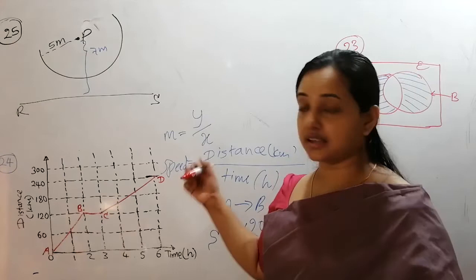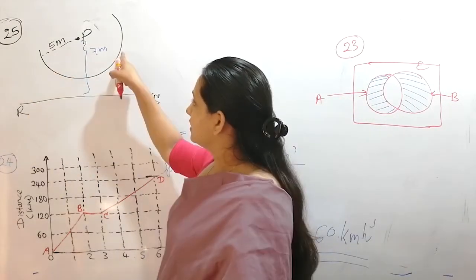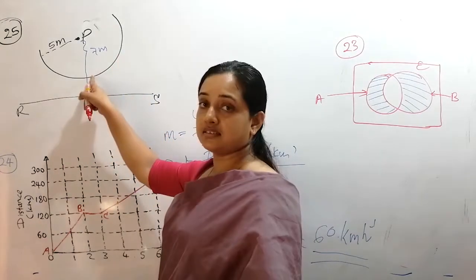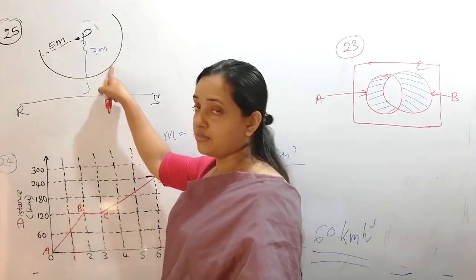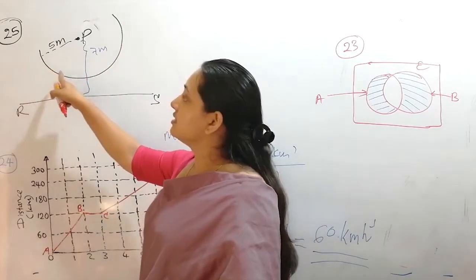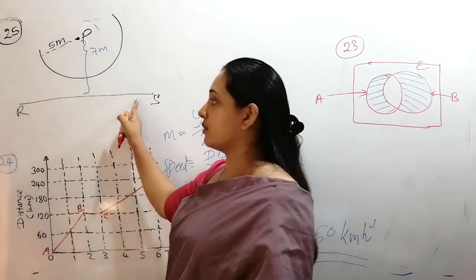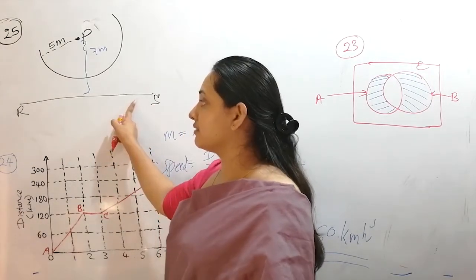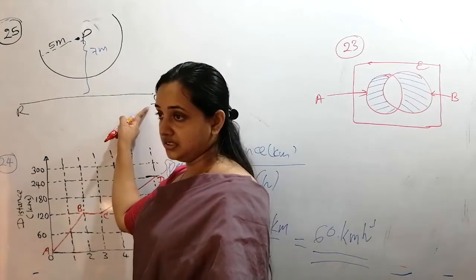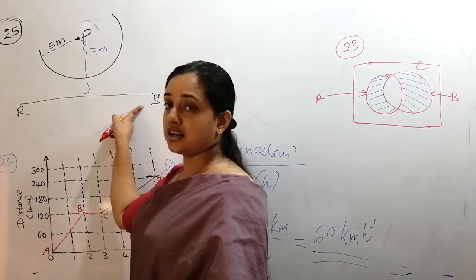We have to find the points on this arc which are 5 meters away from the RS line. How can we find them? We have to construct a line 5 meters away from the RS line.